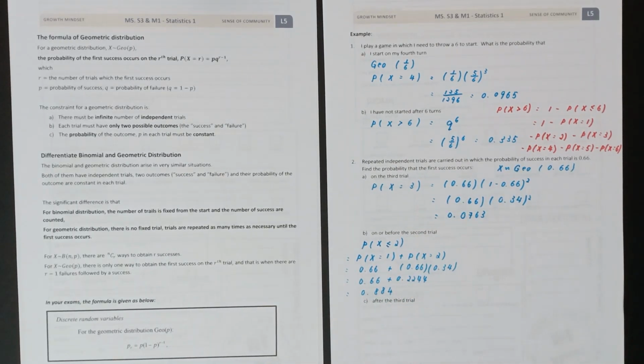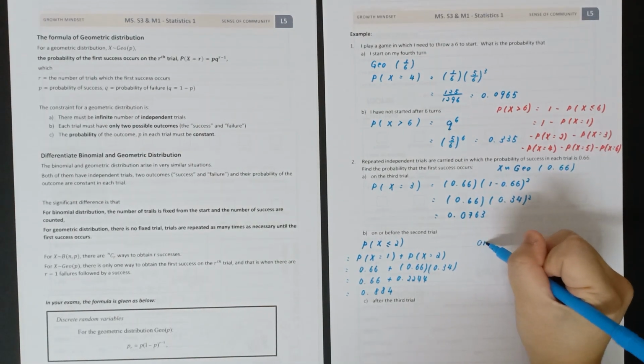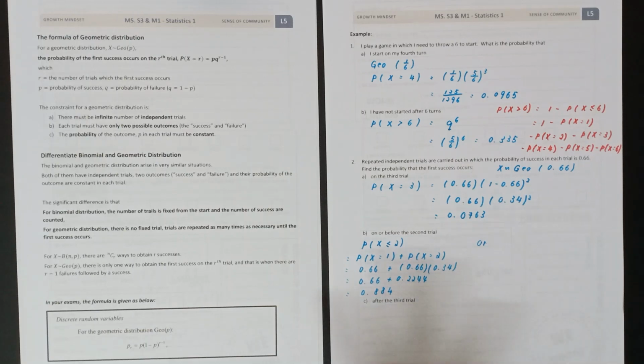you will be able to get 0.84. Okay, now I want to show you the other way. So it's the same thing. Now we try to think of this question in another way. Can we do this, use the other way?